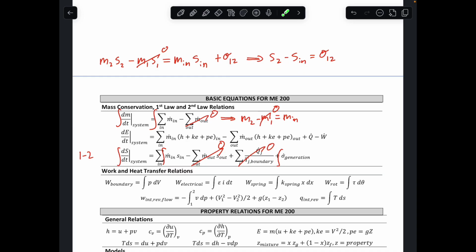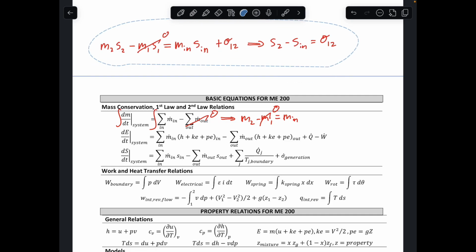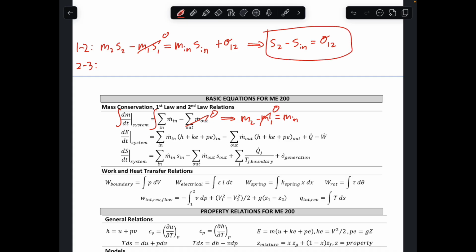For 2 to 3, it would be slightly different. And maybe I'll just do that right now so that we can move on and don't have to come back down here. I'll move this one up a bit. This will be from 1 to 2. And then from 2 to 3, it will be slightly different. I'll box this real quick.